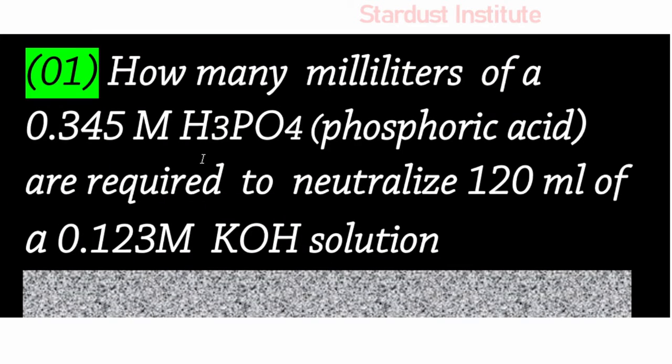How many milliliters of 0.345 M phosphoric acid are required to neutralize 120 milliliters of 0.123 M KOH solution? M is molarity. That means there are 0.123 moles of KOH, potassium hydroxide, in 1000 milliliters or 1 liter of this KOH solution.